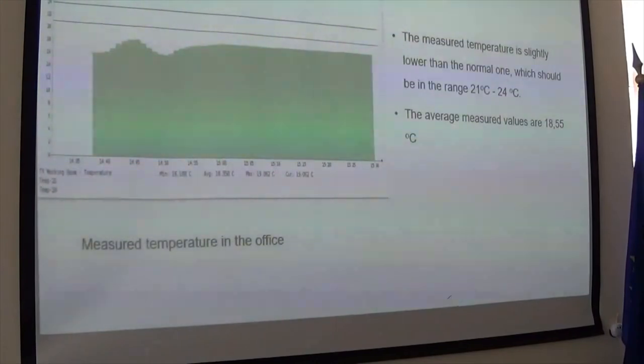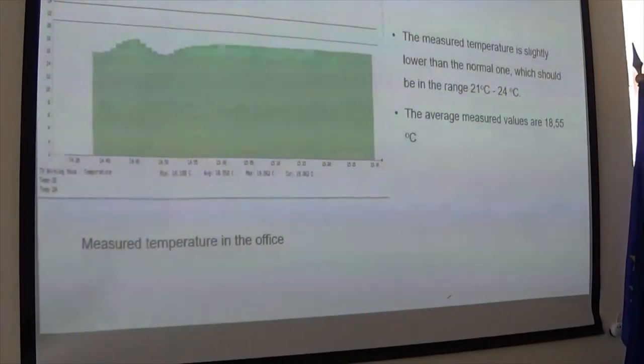And on the last figure, we can see the measured temperature in the office. An advantage of the sensor that we use for measuring temperature is that we can set two limits of temperature. According to our ordinance, we put the limits 21 Celsius degrees and 24 Celsius degrees here. In this office, the temperature was controlled by an air conditioning system, and we can see the temperature is slightly lower than the normal one, but it's not a problem because we can increase it whenever we want with the help of the air conditioning system.